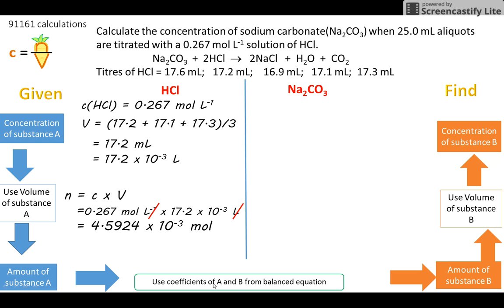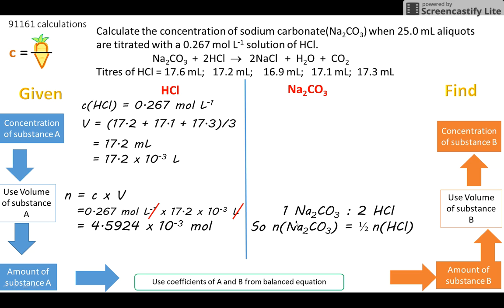Now we have to look at the balanced equation to work out our mole ratio. And if we see here, it's 1 sodium carbonate to 2 HCl. So the ratio is 1 is to 2. So to work out my moles of sodium carbonate, I need less sodium carbonate. So I don't double this, I halve it.